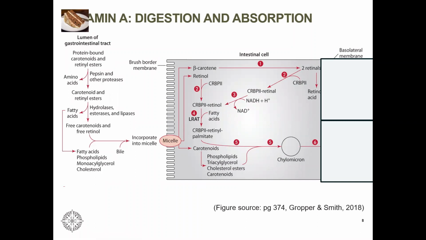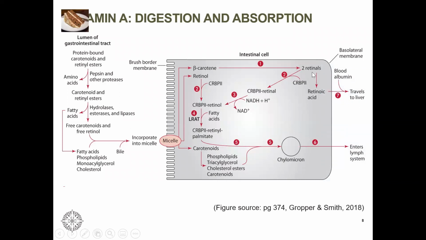Okay. Then all these forms. So you can see the body is not letting anything go to waste. All the forms of carotenes and retinol are again getting incorporated into chylomicrons. Now, as I mentioned, retinoic acid can travel to the liver, bound to albumin, and all other carotenoids get attached to chylomicron. And as you would recall, they all travel in lymph.